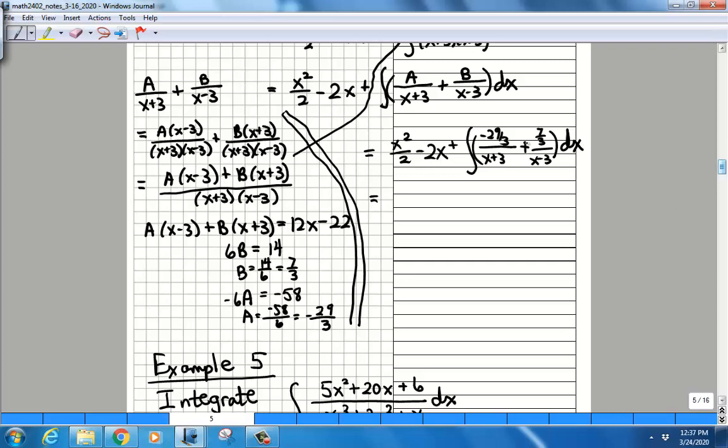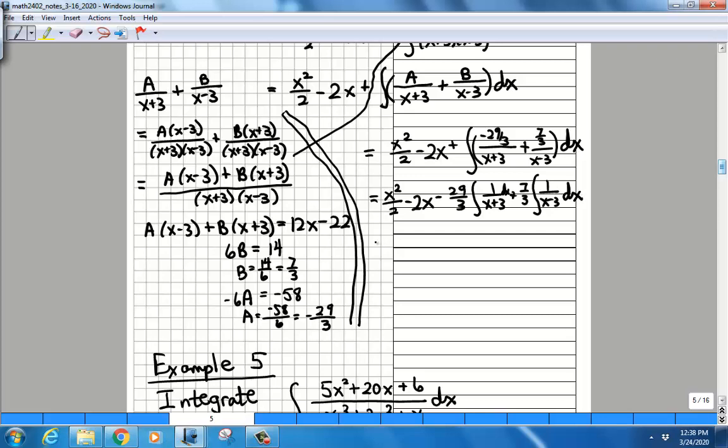And now we can break those two fractions into two different integrals. And we can also factor out the numerators. So I can factor out the minus 29 thirds. So I get minus 29 thirds times the antiderivative of 1 over x plus 3 dx, plus 7 thirds times the antiderivative of 1 over x minus 3 dx.